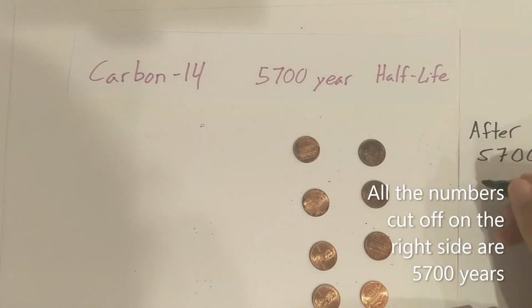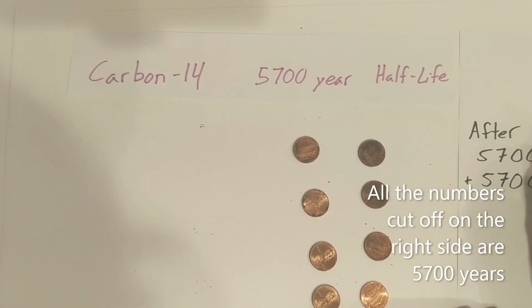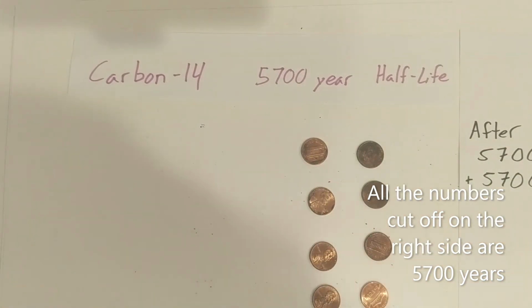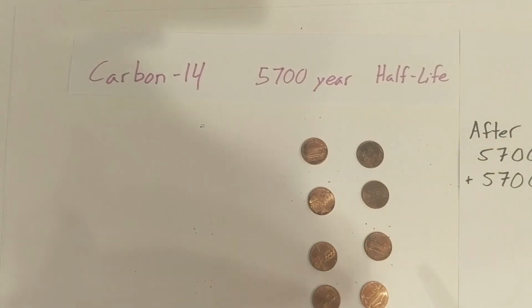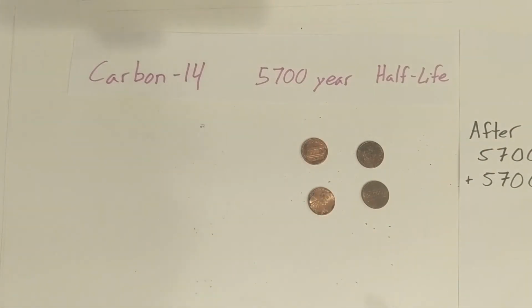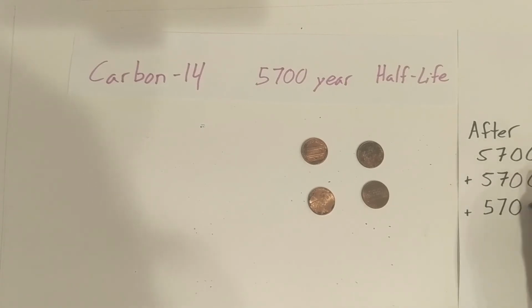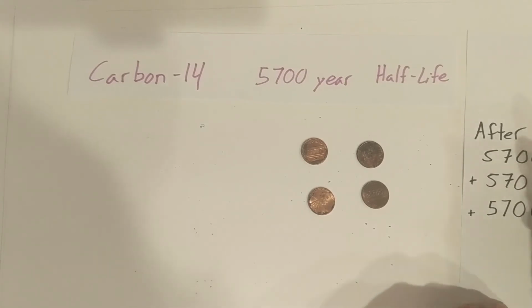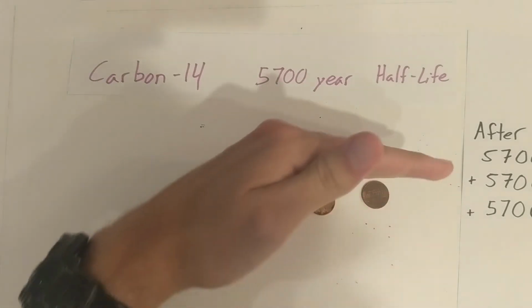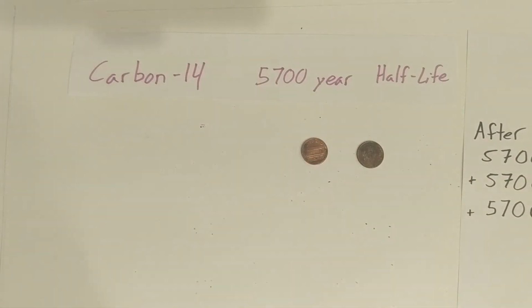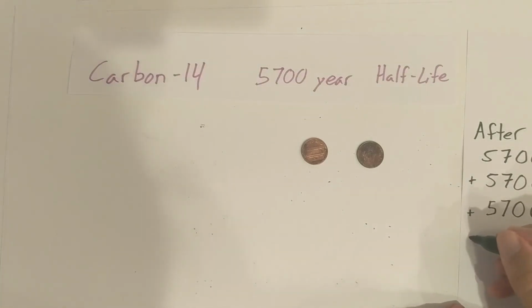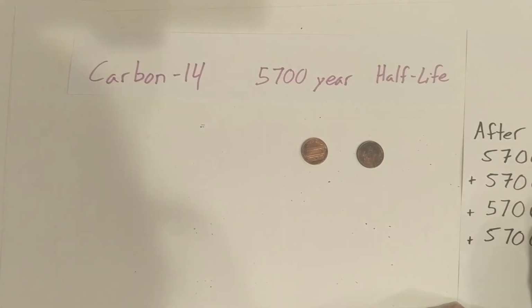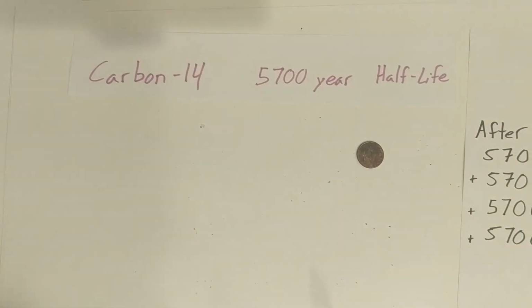And then if I wait another 5,700 years, I don't get rid of all of it, I just get rid of another half. So if I have 8 left, half of it would go away. I would only have 4. And then if I waited another 5,700 years, so at this point it's 17,100 years, another half would decay. And if I waited another 5,700 years, another half would decay.